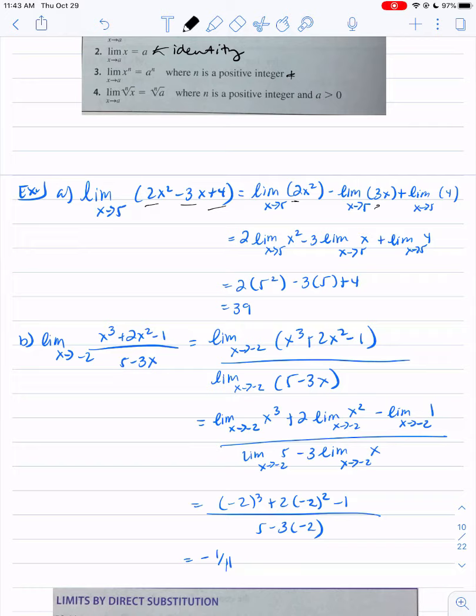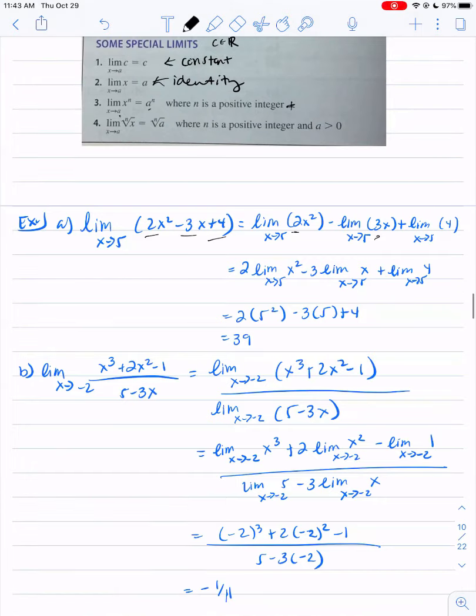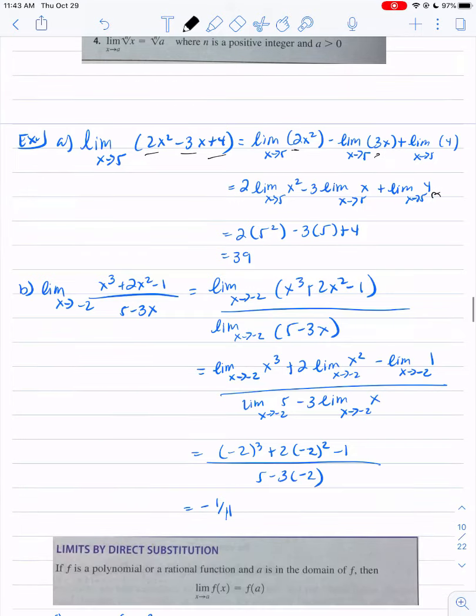So now, using this limit law, I could just go ahead and plug in the 5. So I have 2 times 5 squared, because that's my a, minus 3 times, and then this is the identity now, so I have minus 3 times 5 plus, and then this is a constant. So I could use my constant law, and then plus 4. So that equals 39.